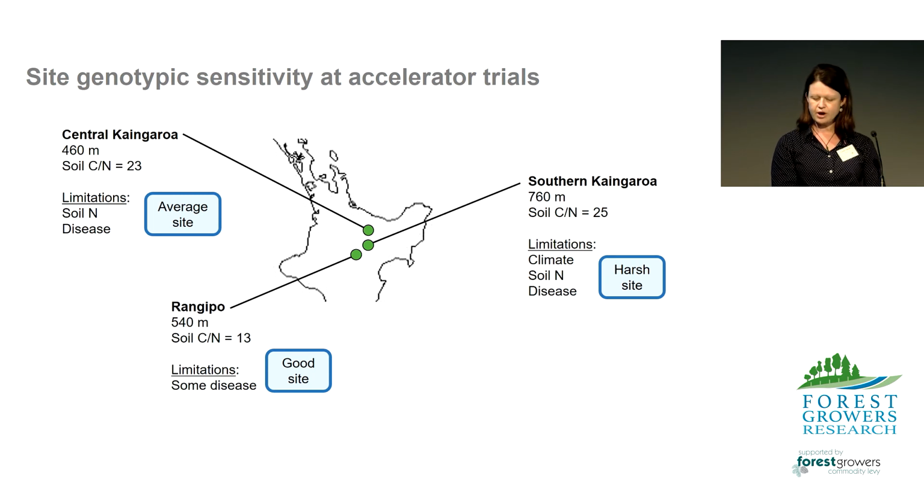I now want to demonstrate genotypic sensitivity due to site properties and what this means for increasing productivity through site genotype selection. Here we have 3 accelerated trials on pumice soil that are ranked as a hard site at Southern Kaingaroa, mostly due to the climate and low soil nitrogen, and a good site at Rangipo, mostly due to the fact there's a high supply of nitrogen. It was an ex-farm. And a middle site sits in amongst those two at Central Kaingaroa.